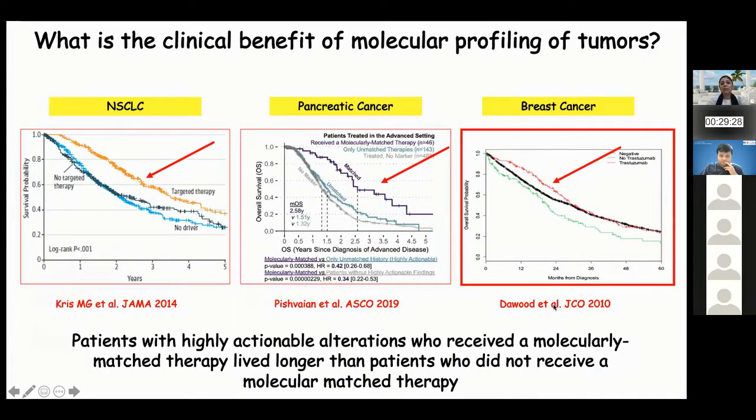Now, why do we profile tumors? We profile tumors because we want to find targets, because as you can see on the slide over here, in patients with non-small cell, pancreatic, breast cancer, as well as colorectal, when you match appropriate targets to appropriate therapy, you're in fact improving prognostic outcomes. And you can see patients with highly actionable alterations who received a molecularly matched therapy lived longer than patients who did not receive a molecularly matched therapy.